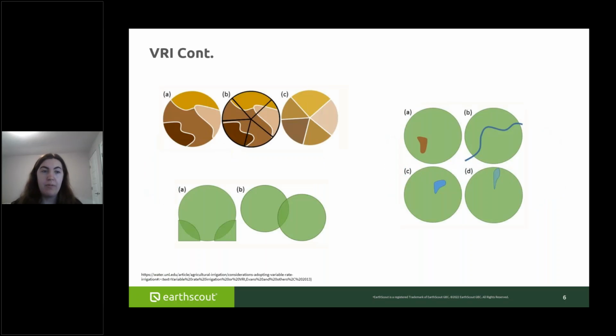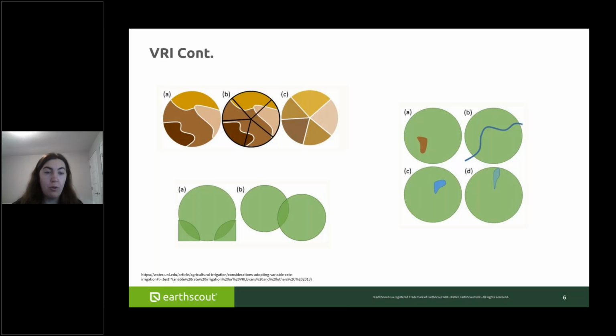And then a little bit more about VRI and why growers might want to use it. These brown circles represent different soil types, so we draw our pie slices based on those soil types to capture most of that specific area. Each pie slice is going to have a different application of water based on those soil types. Down below, with the overlapping circles, some people have multiple pivots next to each other that might cross paths. By using VRI, you can minimize the water applications in those overlapping areas so that you aren't overwatering them.